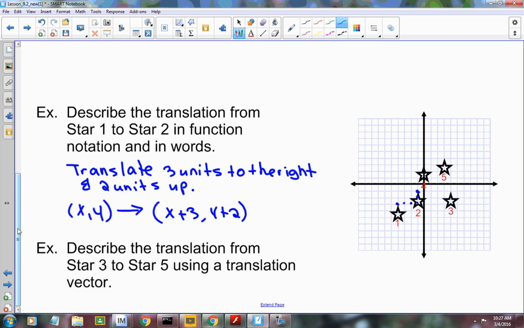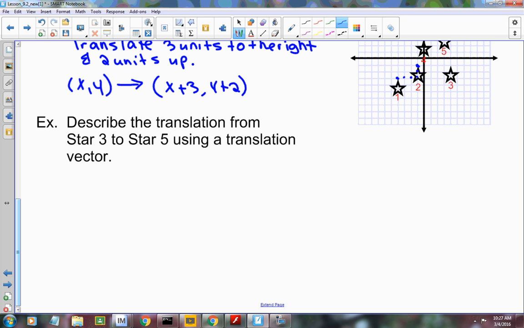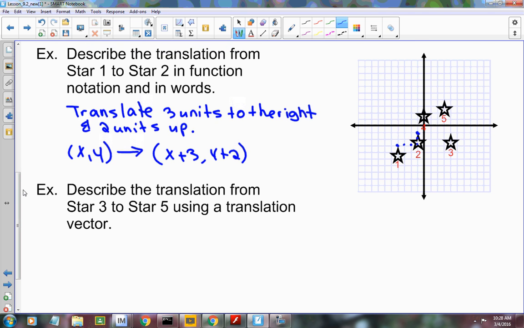All right, now, in the next one, they want a vector translation, or translation vector, all right? And so in this one, we're going to go from 3 to 5. Now, let's put it in words first, and then we'll write the translation vector. To get from 3 to 5, what do I have to do? Left 1 and up 1, 2, 3, 4, 5. Okay? So, translate 1 unit to the left and 5 units up.